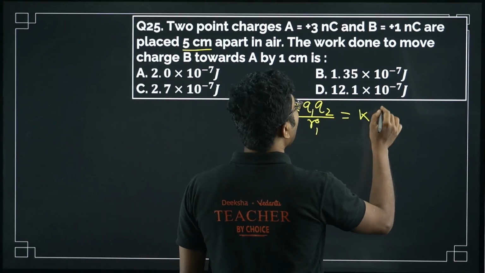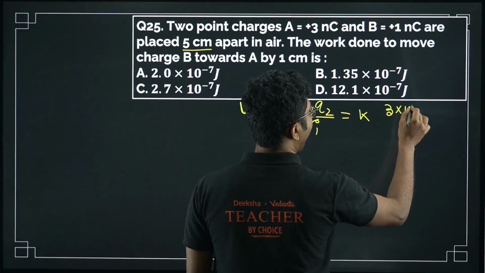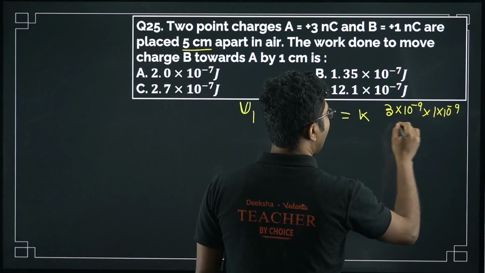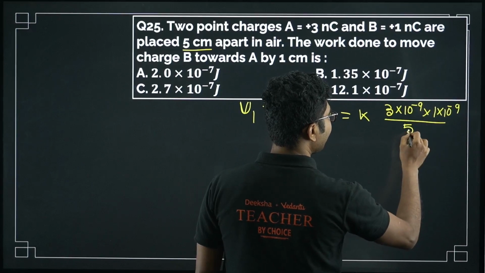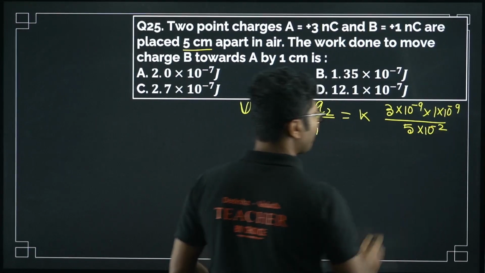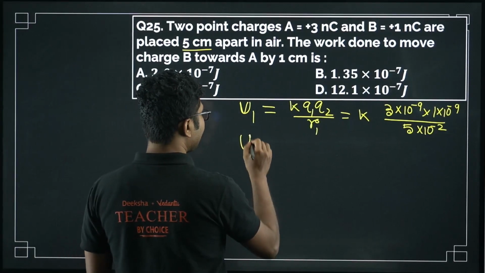So Q1 is 3 nanocoulomb, another one is 1 nanocoulomb, and they are separated by a distance of 5 centimeter. 5 centimeter means 5 times 10 to the power of minus 2 meter. Okay, we'll put the value. Now what is the final potential energy?